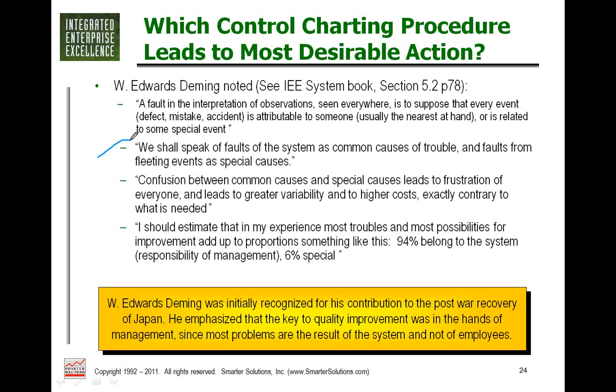So if that's how we view the world, what does that mean relative to the selection of an individual's chart or an X bar and R chart? Well, it means basically that we should do an individual's chart because we want to have a system such that the variability between subgroups impacts our control limits. So we don't want to react to the variability within subgroups alone, but we want to consider also the variability between subgroups.